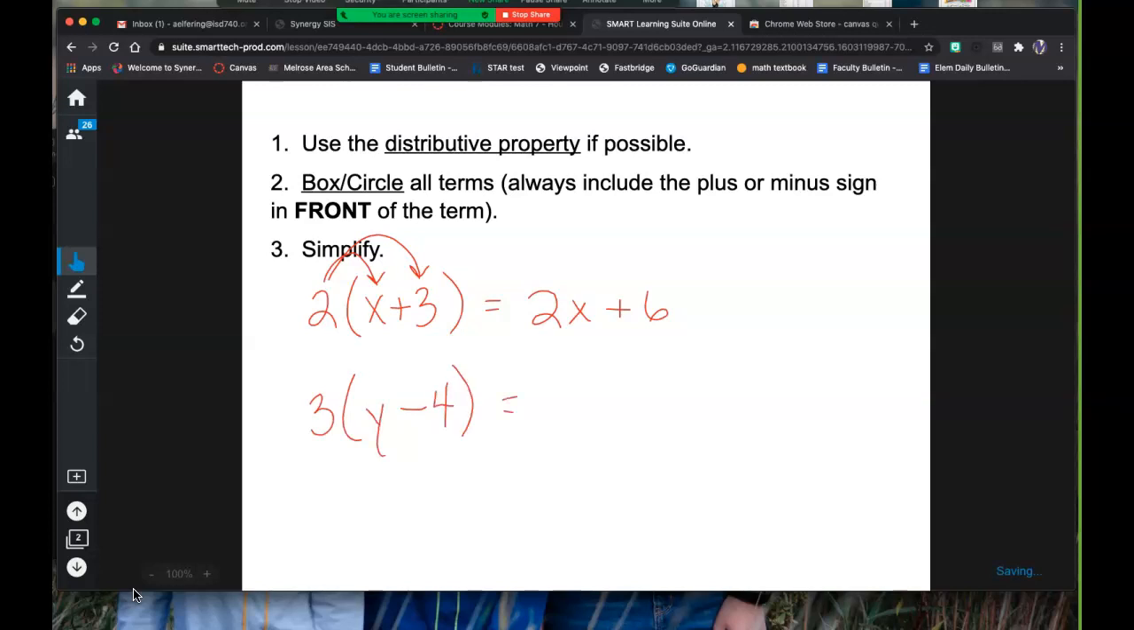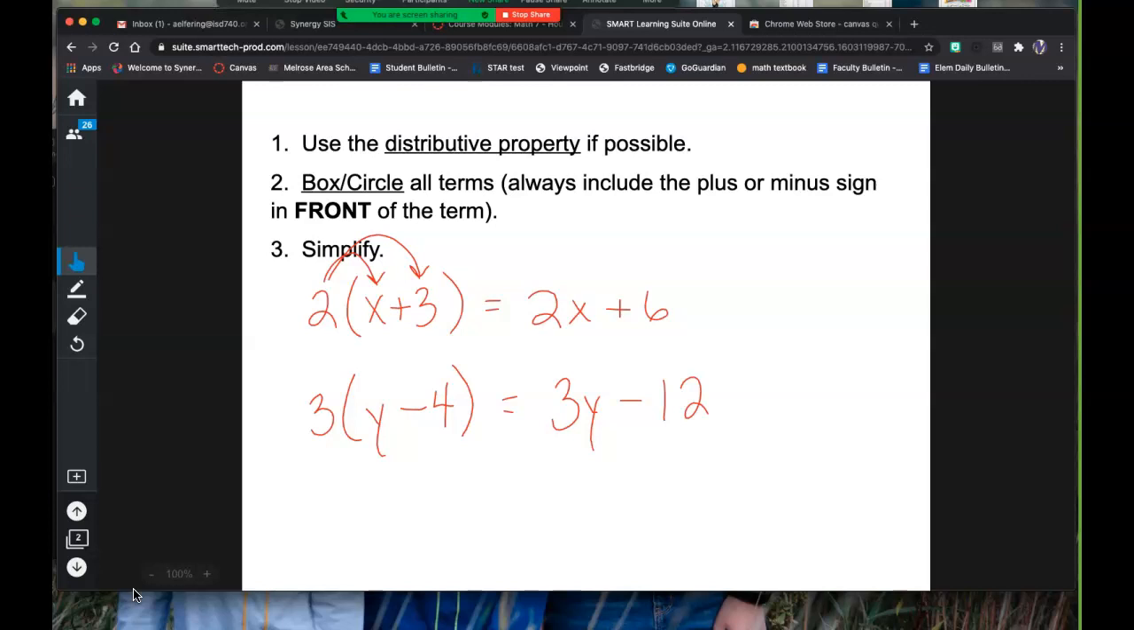Okay, how about this one? If I said use the distributive property on that problem, what would you get? What do you think, Brooklyn? 12 minus 3 times x. Close. We would put the 3y first because that came first, and then minus 12.